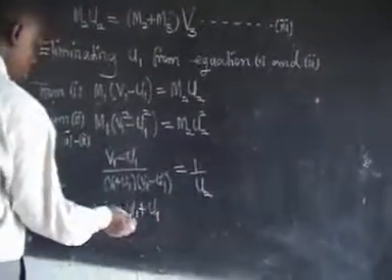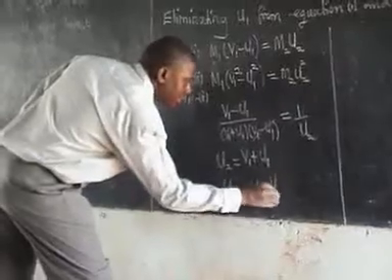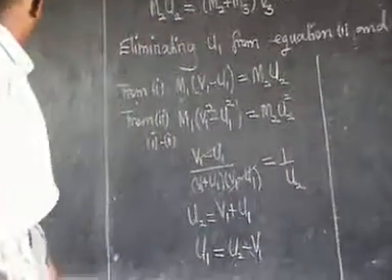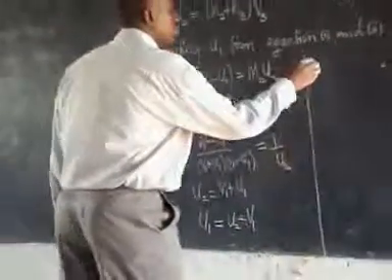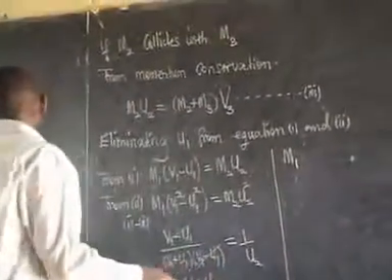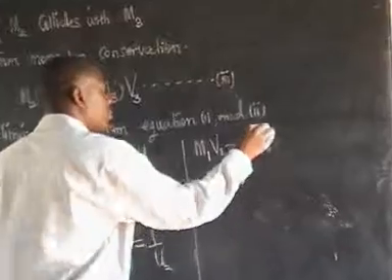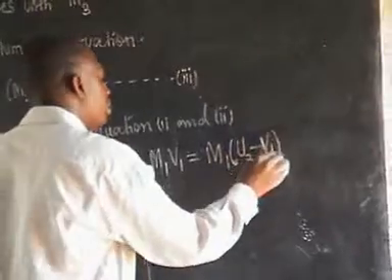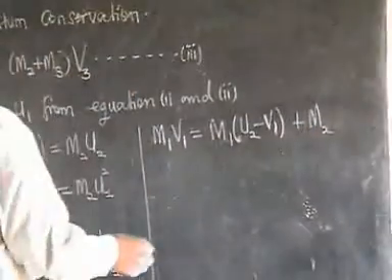So I'm going to make U1 the subject and substitute it. We shall get our U1 is equal to U2 minus V1. Now we are going to substitute the value of U1 in equation 1. So our equation 1 is now going to become M1 V1 is equal to M1, where there is U1, put U2 minus V1, plus M2 U2.